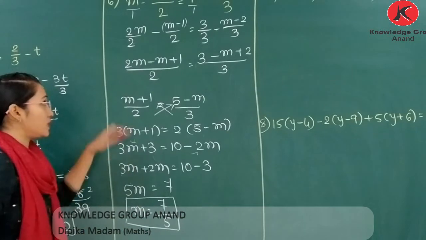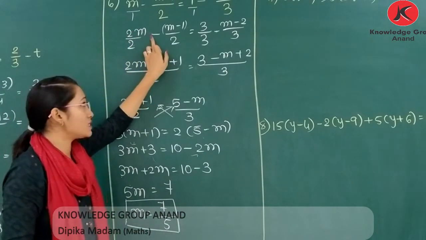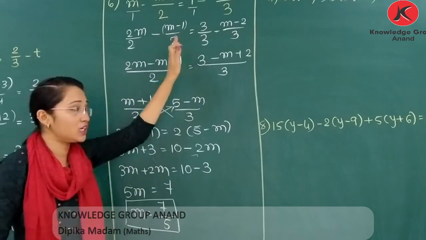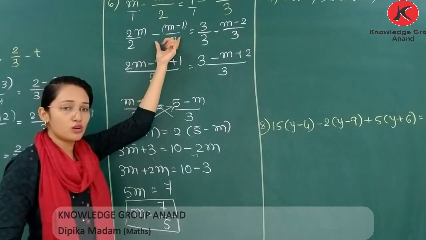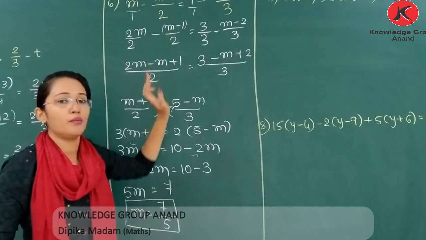The main step is this one. You need to be careful whenever you apply this negative sign to the bracket. Whenever the negative sign goes inside the bracket, it means this is the whole term. So the negative sign outside it will apply to every term inside the bracket.